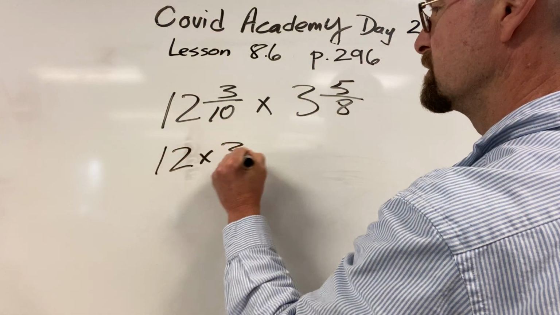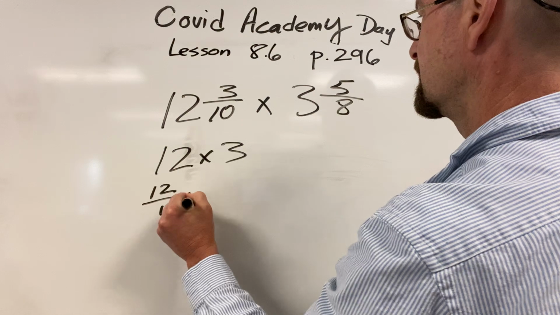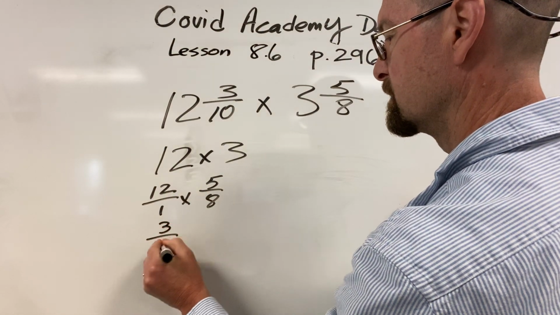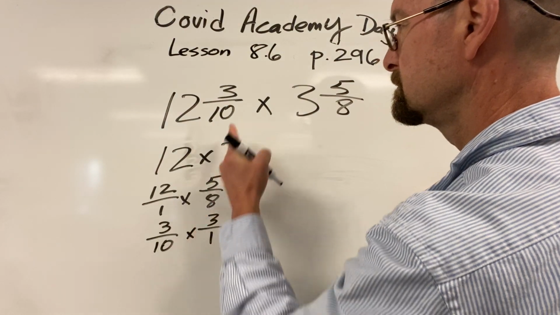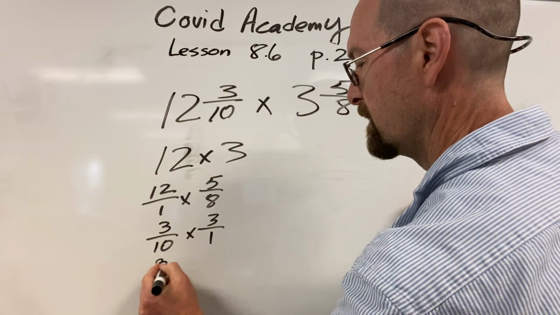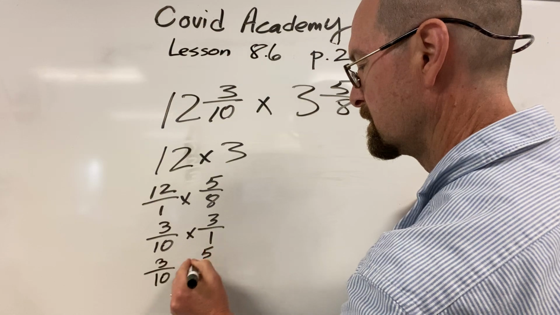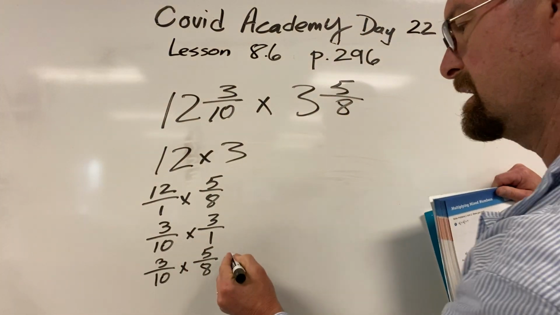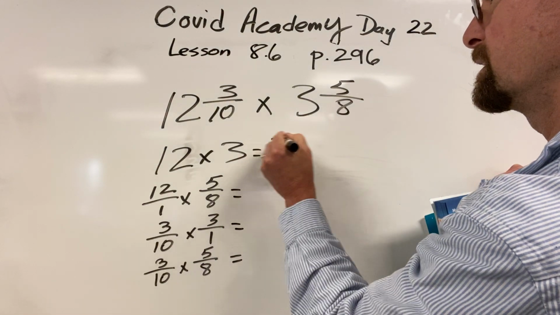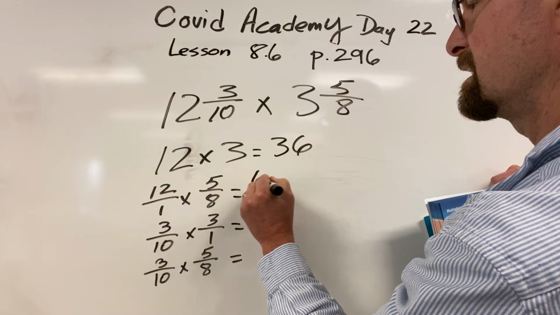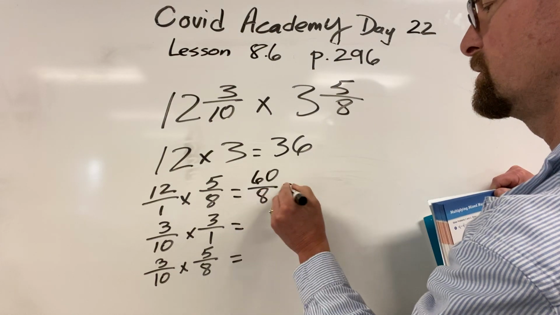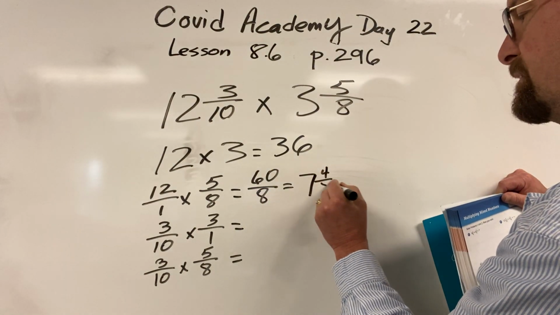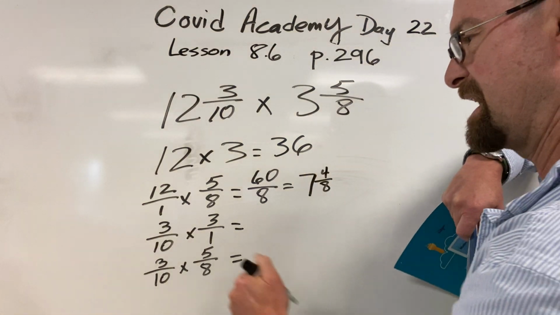Let's do 12 times 3. 12 times 5/8. 3/10 times 3. And 3/10 times 5/8. Right? Every piece here has been multiplied by every piece here. And now we can do it out. We get 36 here. And we get 60 over 8 here, which is 7 times 8 is 56 with 4 8ths left over. I'm just going to leave it like that for right now.